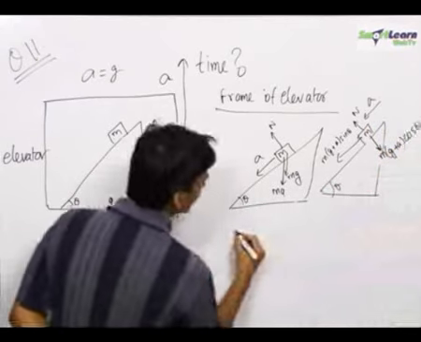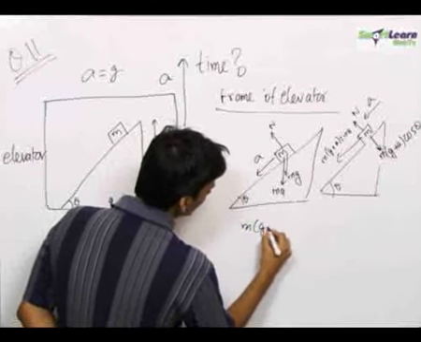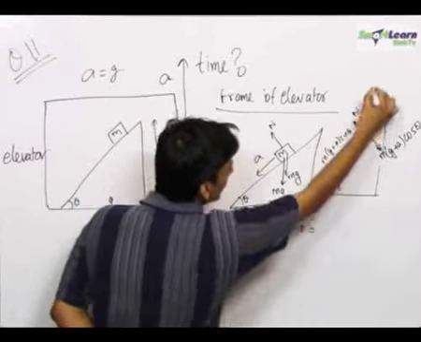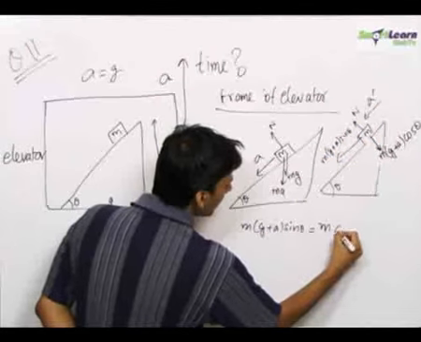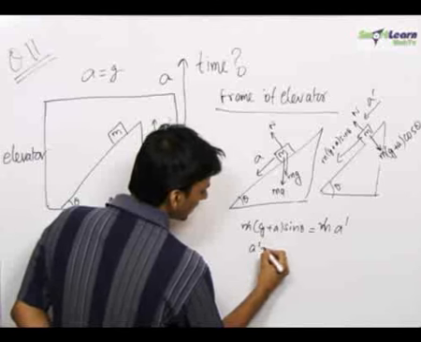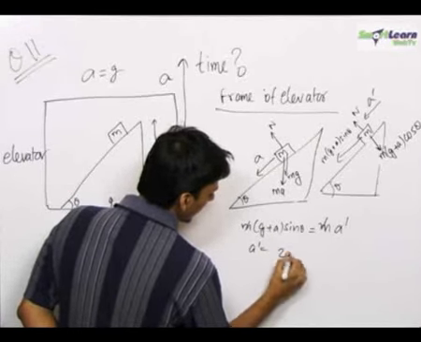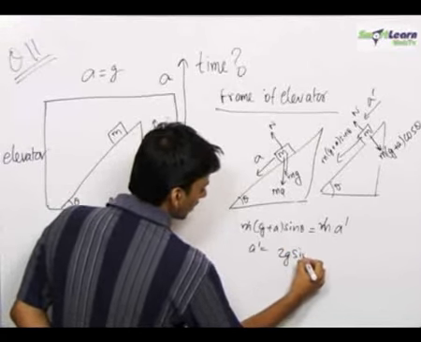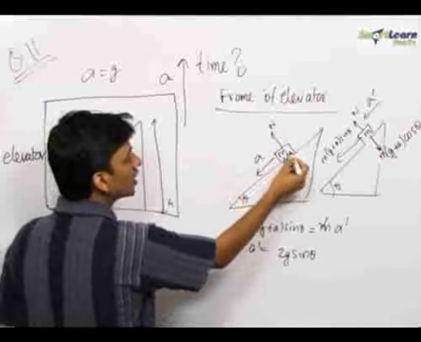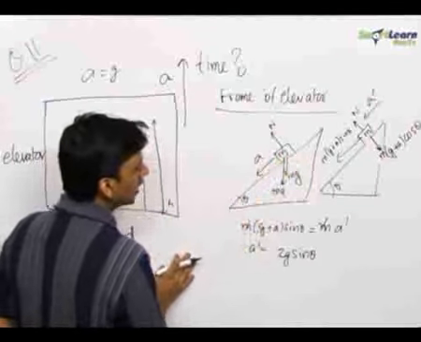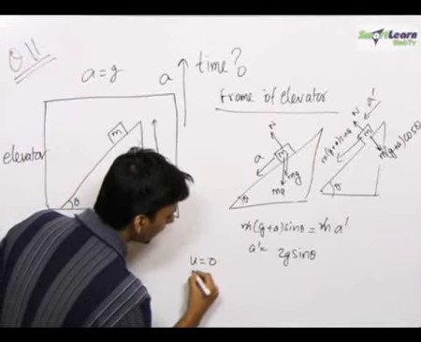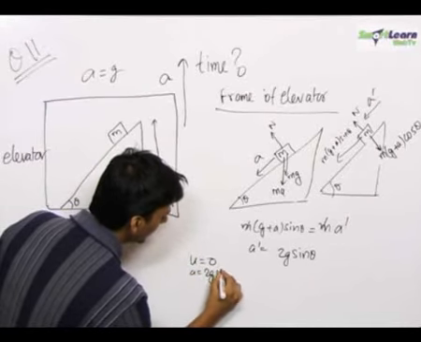So while we write the equation it becomes m into g plus a sine theta equal to m into a dash. This m gets cancelled. a dash is equal to 2g sine theta because a is equal to g. This becomes equal to 2g sine theta. Now we know the acceleration of the block in this direction along the incline.